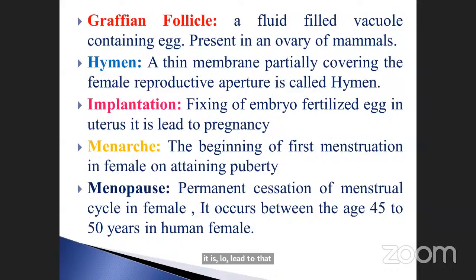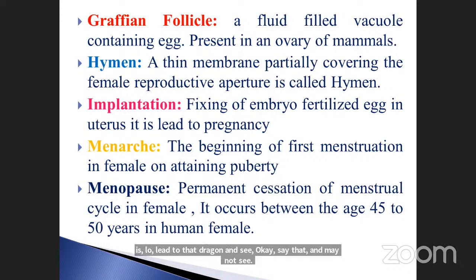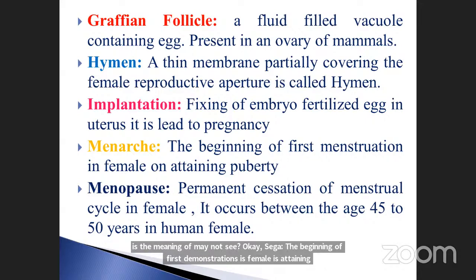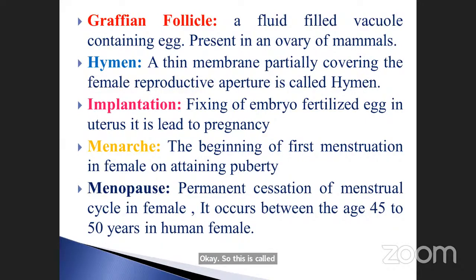And menarche. What is the meaning of menarche? See here, the beginning of the first menstruation when a female is attaining puberty is called menarche. When you attend the first menstruation, that condition of attaining age is called menarche.